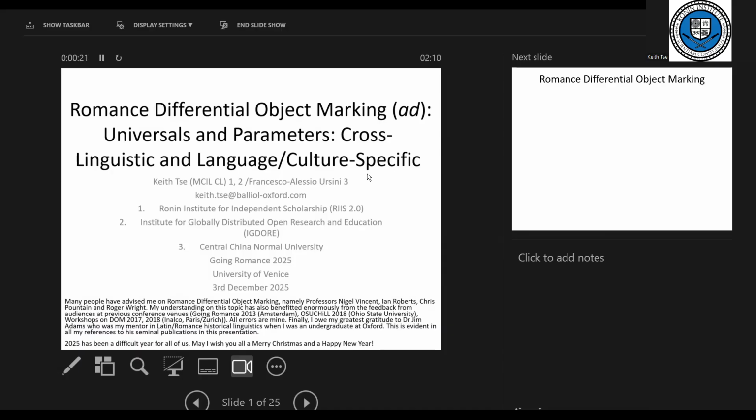Good day. I'm here to talk about Romance differential object marking, namely a. I'm going to examine the parameters that underlie this phenomenon, especially looking at the micro variation that seems to exist between the different Romance varieties. So here we go.